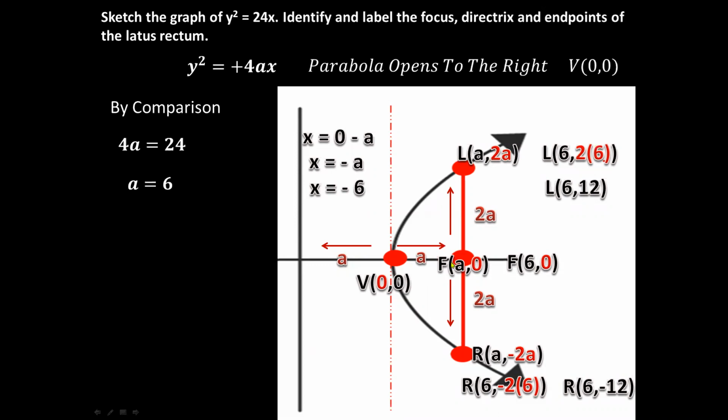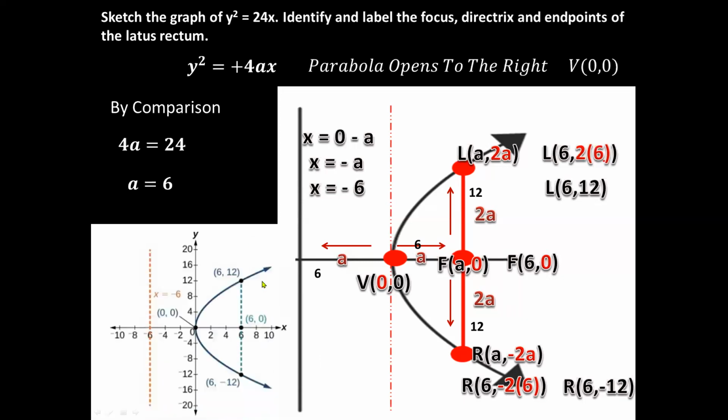Instantly, na-plot natin yung mga points. Hindi nga lang nakascale. At ito yung nakascale. Okay, 2A, 2 times 6 is 12. Distance ng endpoint, L hanggang F is 12. 2A na naman yan, 2 times 6 is 12. 6 and 6. Kompleto yung parabola natin. Next, ito yung nakascale. Yan ang parabola natin.